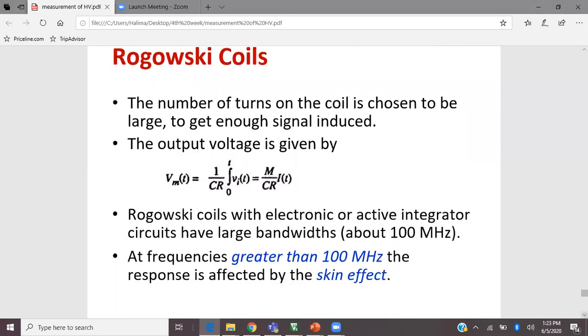Now the question is how you have to choose the number of turns on the coil to get enough signal induced, and you know that the output voltage is given by this formula V is equal to 1 over C integral 0 to t of V dt, and it will be equal to Mi over CR. So the Rogowski coil with electronic or active integrator have large bandwidths, frequencies greater than 100 megahertz. The response is affected by the skin effect.